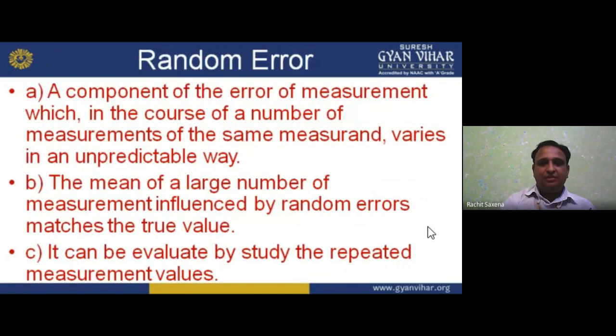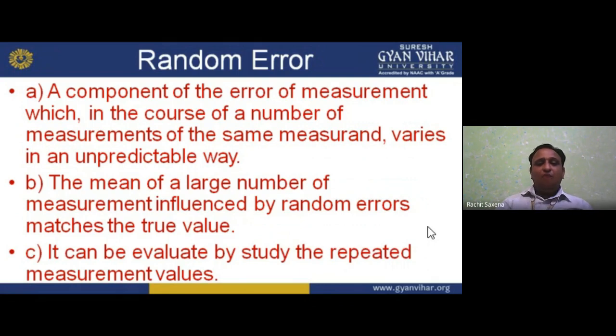Now, random error. Random error is a component of the error of a measurement which, in the course of a number of measurements of the same measurement, varies in an unpredictable way. I don't know the way; I am not able to predict it. So, in an unpredictable way.